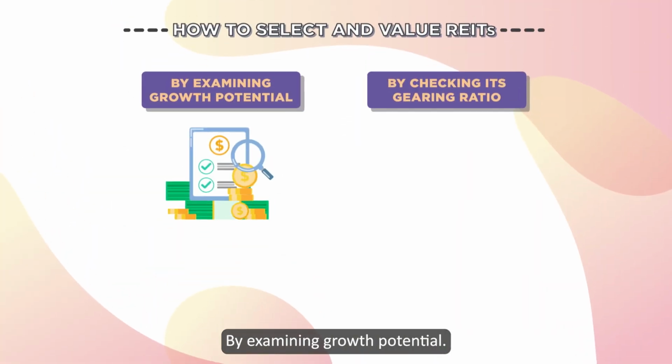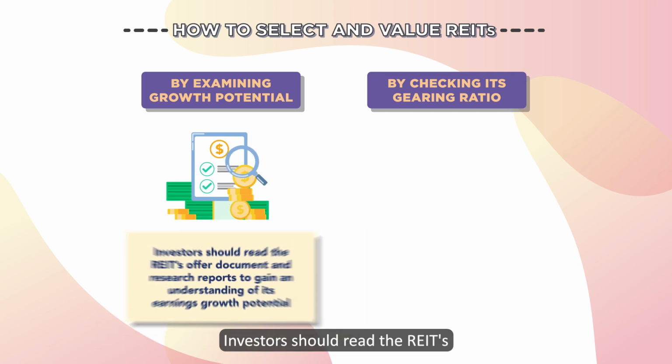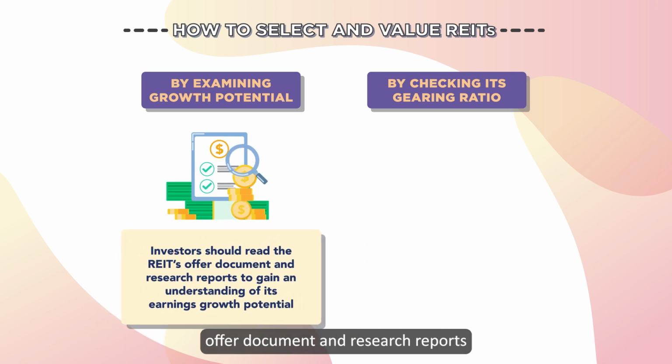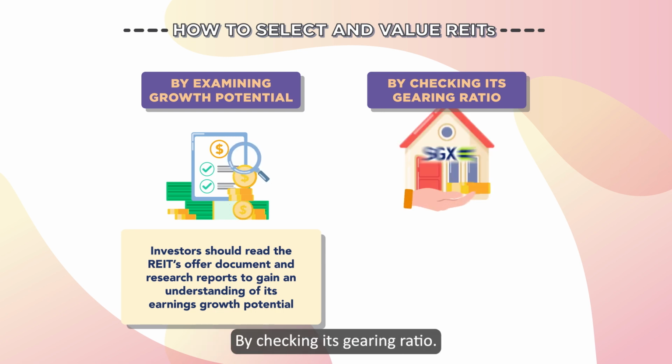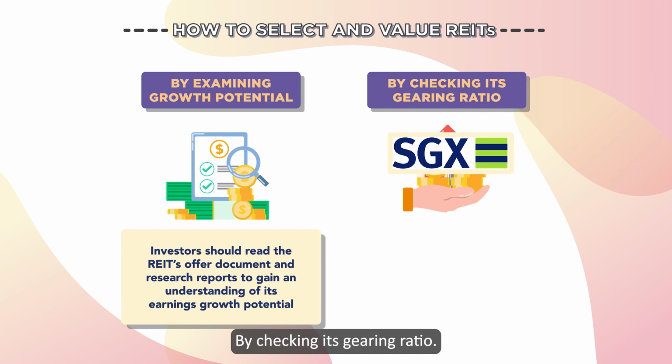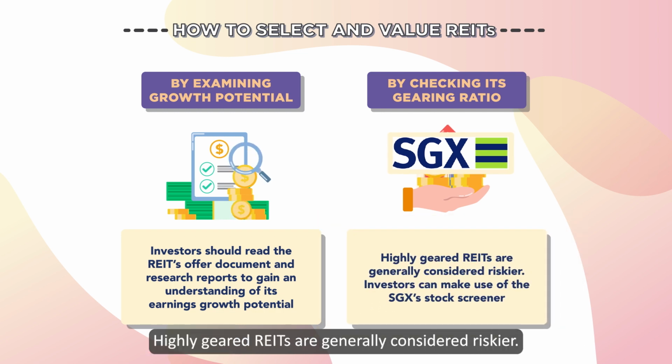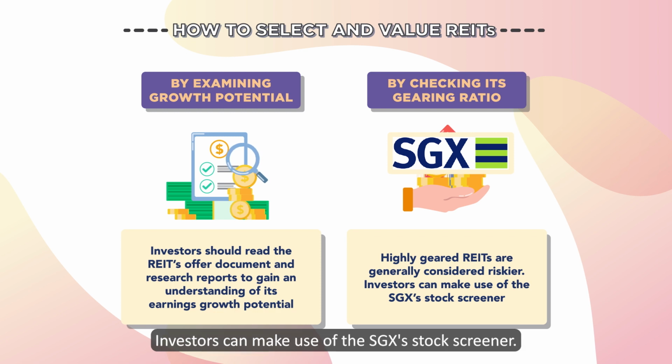By examining growth potential. Investors should read the REIT's offer document and research reports to gain an understanding of its earnings growth potential. By checking its gearing ratio. Highly geared REITs are generally considered riskier. Investors can make use of the SGX's stock screener.